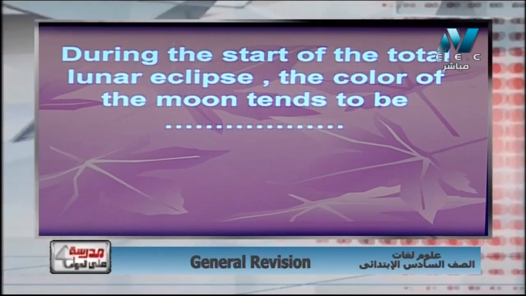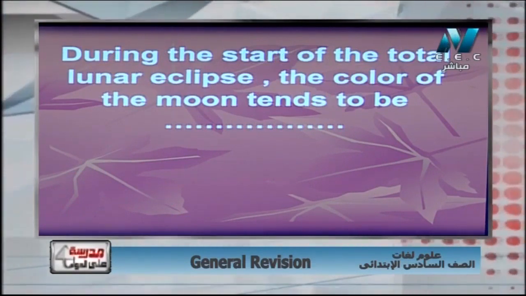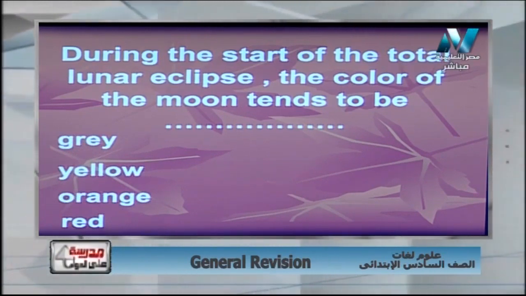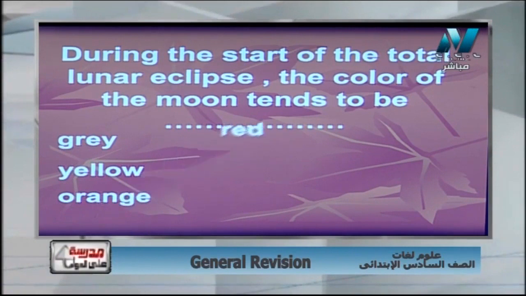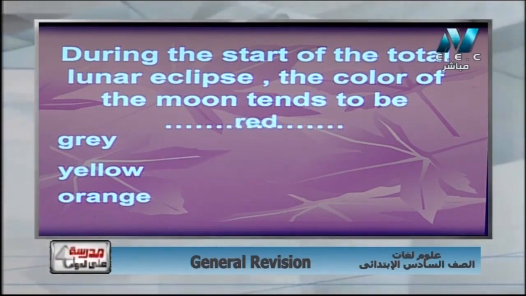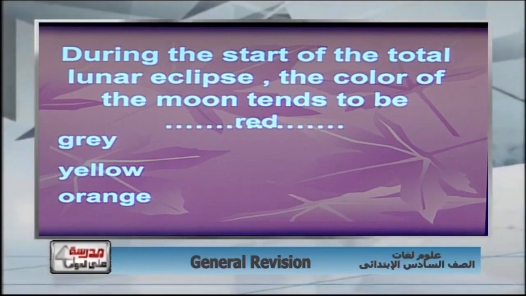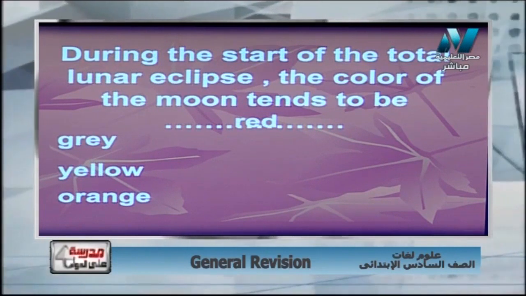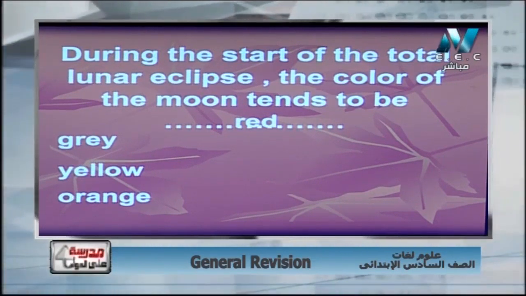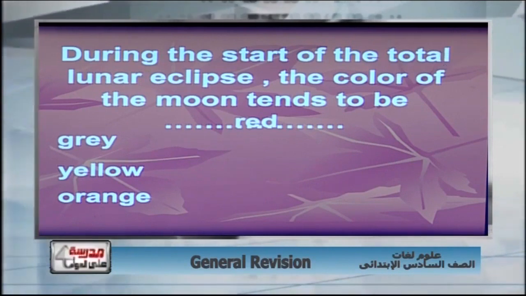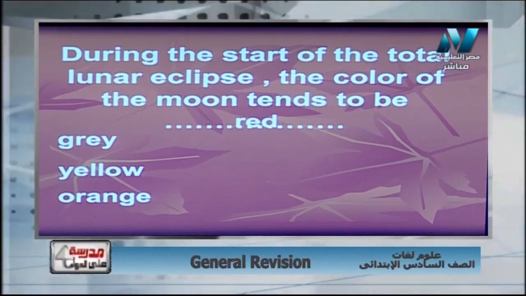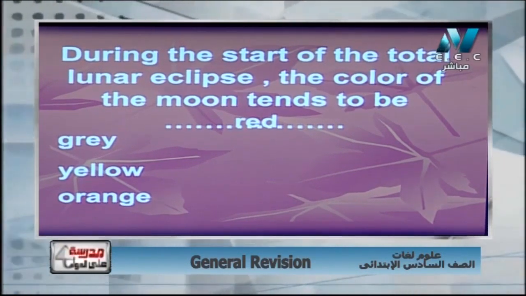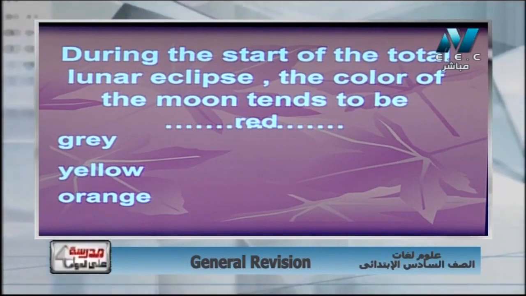During the start of total lunar eclipse, the color of the moon tends to be gray, yellow, red. Sure, during the start of the total lunar eclipse, the color of the moon tends to be red. The moon turns red in this case because, as we said more than once, some infrared radiations are refracted from the atmosphere of the earth and reach the moon to cover it with the red color.